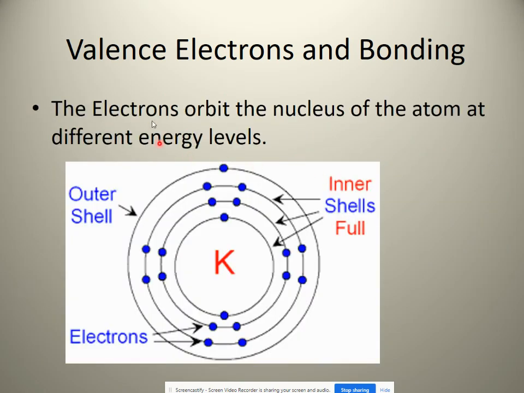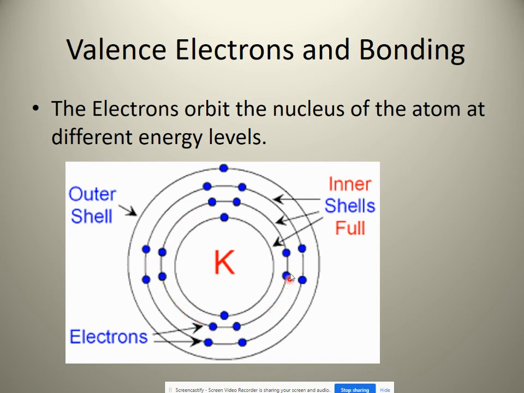Okay, so in the atom, this one, K, for example, is potassium, one of the ones I want you guys to kind of know. The electrons orbit the nucleus of an atom at different energy levels. So the first two electrons are the closest to the nucleus, and this first energy level can hold 2 electrons. And then if there's more than 2 electrons, the next electrons are going to be held out in this next energy level out here. Okay?